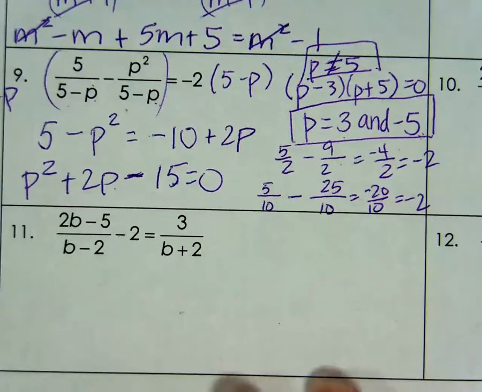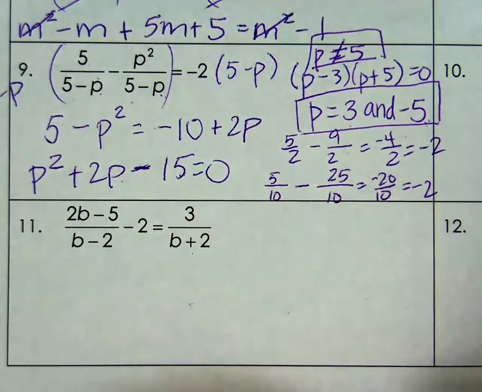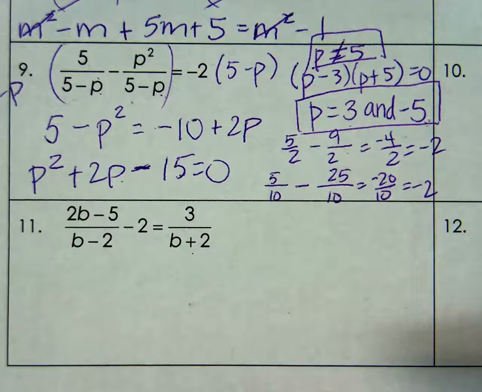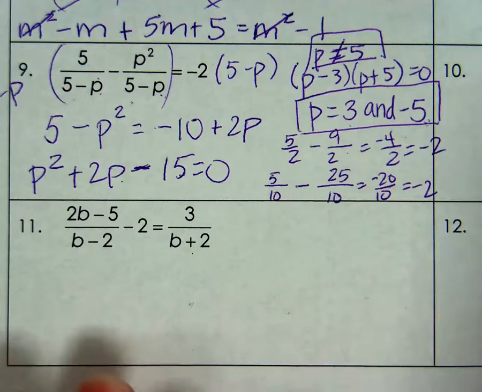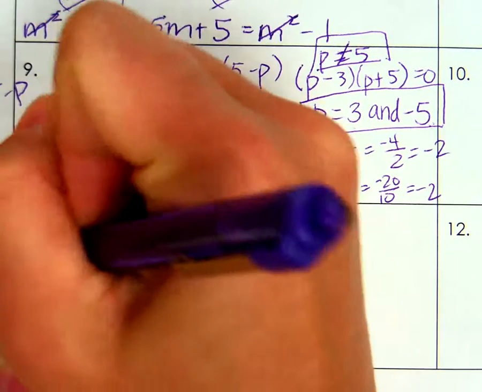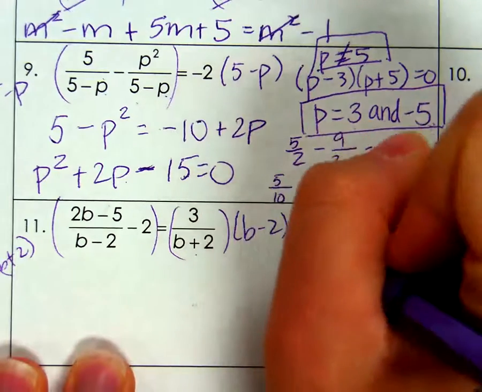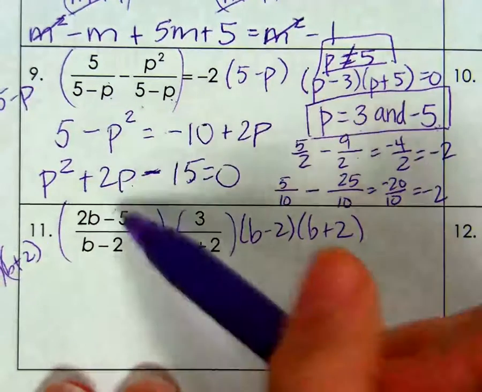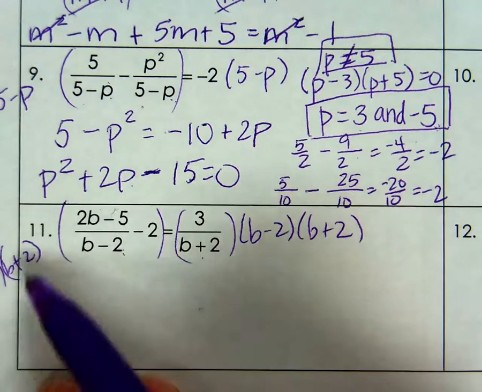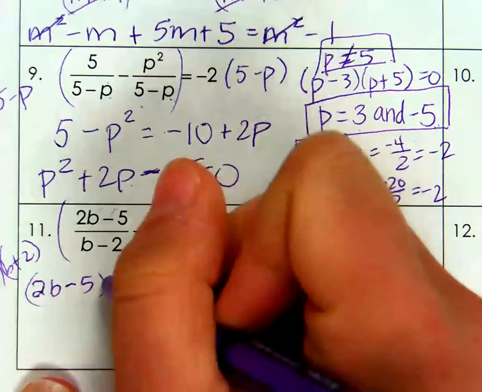Okay, our last one. Notice that we have 2 binomials, so we're going to have to multiply everything by b minus 2 and b plus 2. So that does get a little bit tricky. So b minus 2, b plus 2. Okay, so thinking through this term, if I already have a b minus 2 in the bottom, that would just clear out. So I'm going to multiply my numerator 2b minus 5 just by b plus 2.